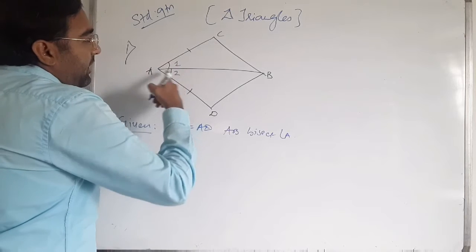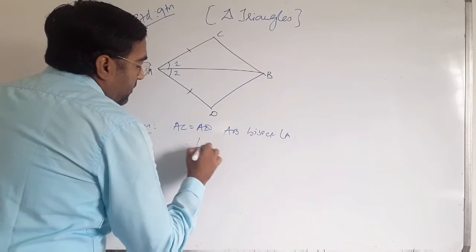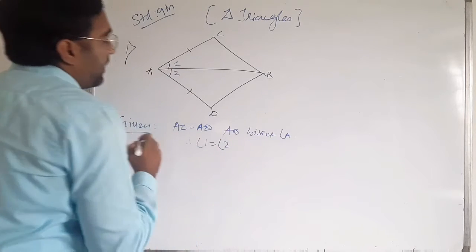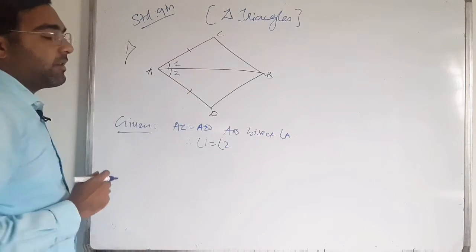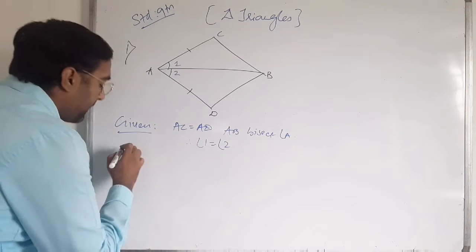So AB bisects angle A, therefore we also have to write angle 1 is equal to angle 2. Both angles are equal because AB bisects this angle A.